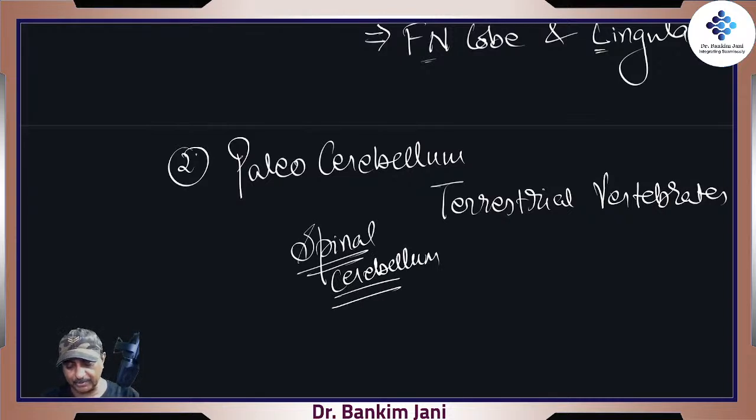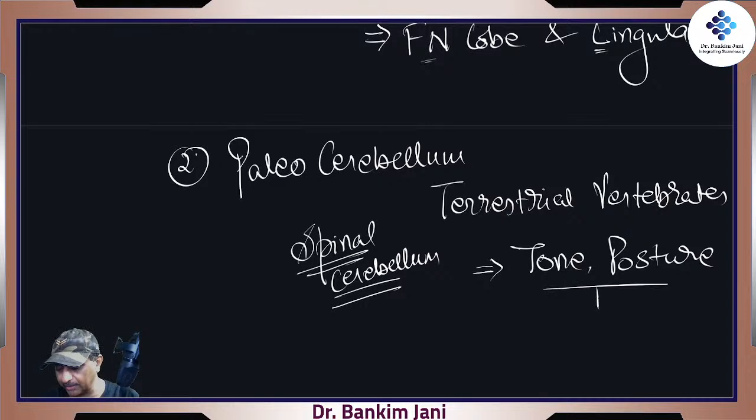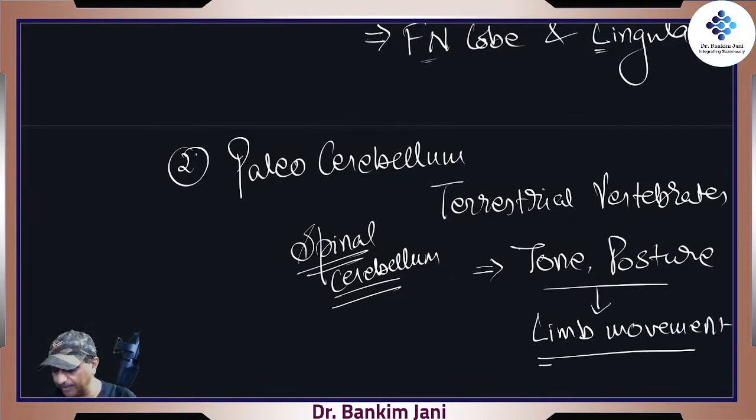What was needed? When you are on land, things are different from water. Tone and posture were important. But at the same time, for the first time, they started walking. Limb movement: when fishes were swimming inside water, there was no involvement of any limb. But when these terrestrials came on land, they were supposed to walk.